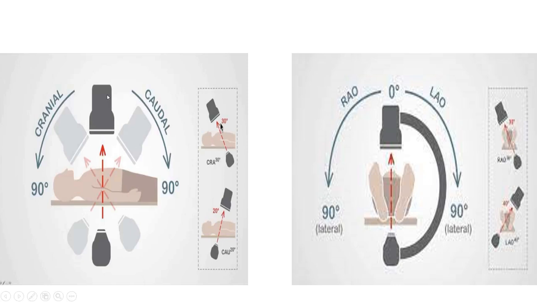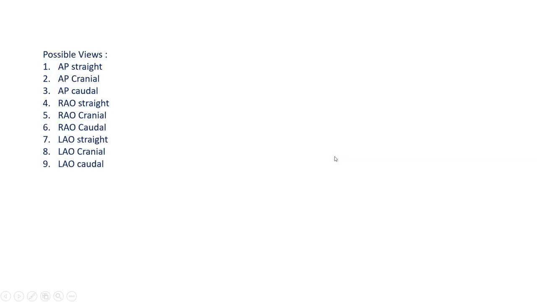So the first thing that you can see over there is AP straight, and if it moves towards the head, that's AP cranial. If it moves towards the feet, it's AP caudal. It can also be on the left of the patient, so LAO straight, or on the right of the patient, RAO straight, or a combination between left cranial, right cranial, right caudal, and left caudal, to give us different variations and different angles.